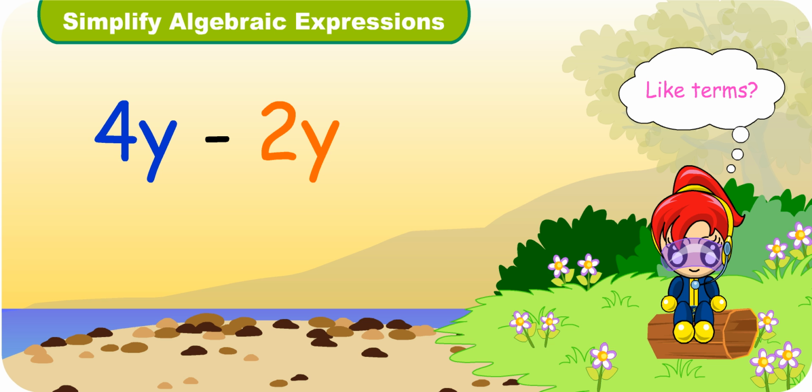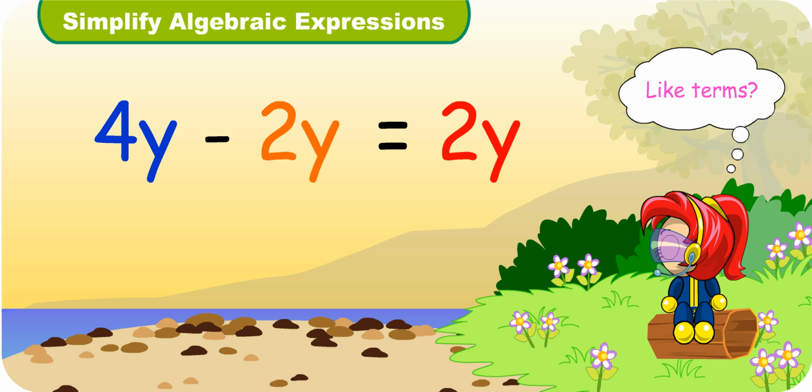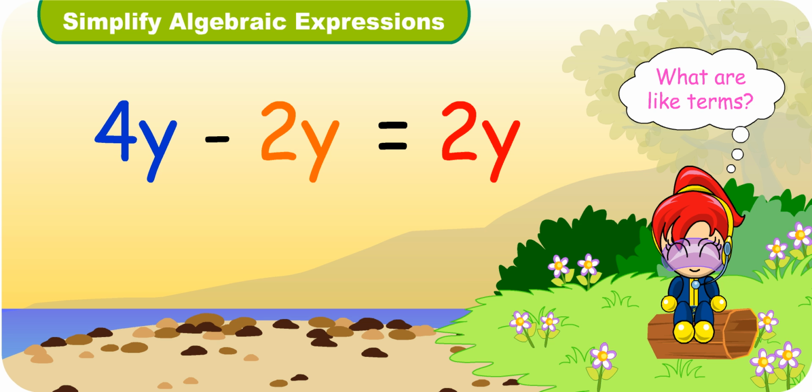We only need to perform subtraction on the numbers 4 and 2. 4 minus 2 makes 2, so the answer is 2y. Hold on, teacher. What are like terms? Observe 4y and 2y. Do you find any similarities between 4y and 2y?